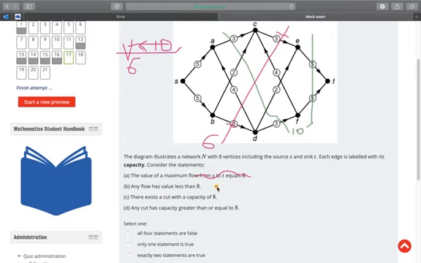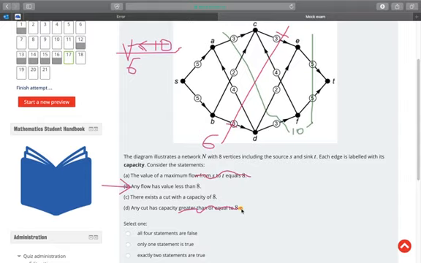Any flow has value less than 8. Well, that would be true because the maximum flow has value 6. So 6 is less than 8. So this is actually true. There exists a cut with capacity 8. Well, we haven't actually answered that, so let's leave that for the moment. Any cut has capacity greater than or equal to 8. Well, we've seen that's false because we found a cut of capacity 6. So that's false. But because of the nature of this question, we still have to decide C.